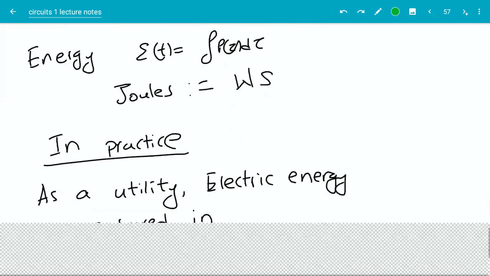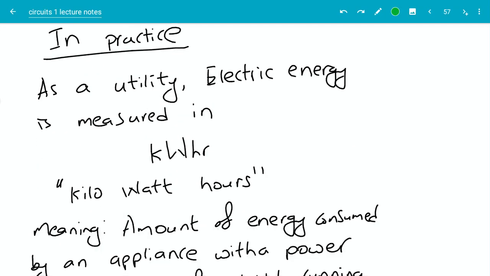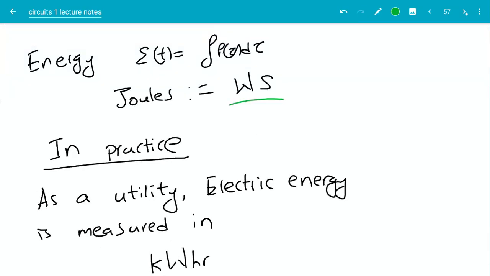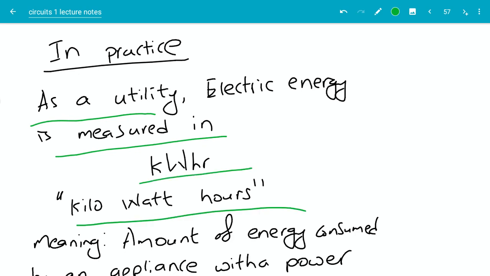Now also, from a utility perspective, electrical energy is usually not measured in watt seconds, because for most practical purposes we don't measure time in seconds. Seconds are not very intuitive to us, so we measure time in terms of minutes or hours and so on. So from a utility perspective, electrical energy is therefore measured in kilowatt hours, right?